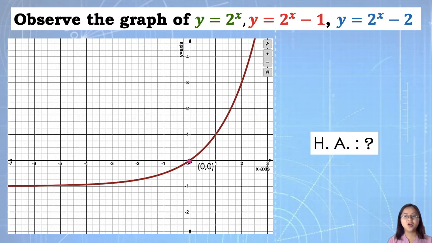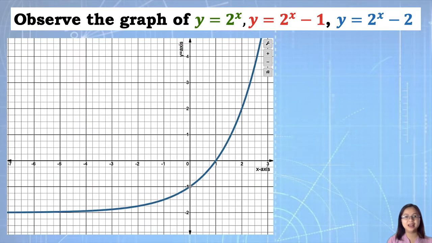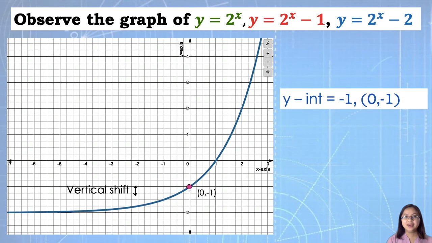And what about our horizontal asymptote? It also went downward. It became y is equal to negative 1. So maybe this time you already figured out how to get the y-intercept and the horizontal asymptote. Let's have another one. We have y is equal to 2 to the x minus 2. And we have this y-intercept, which is at 0, negative 1.